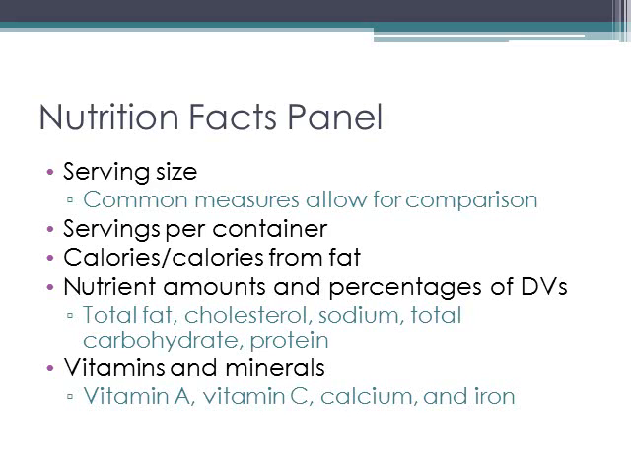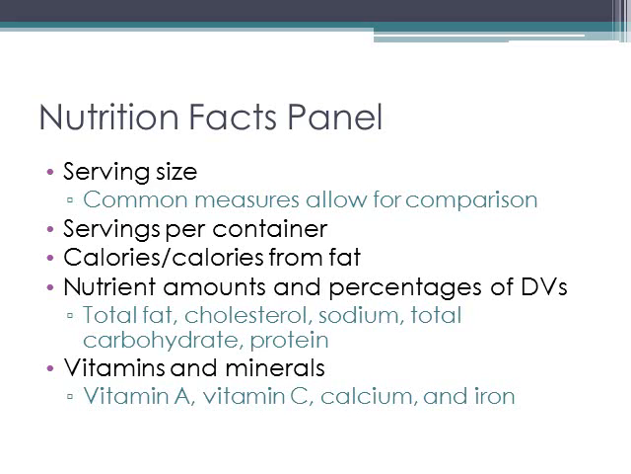So if we were to eat multiple servings, we would need to make sure that we're accounting for all of those calories. So if there are 20 calories in one serving and we had 3 servings, we would take 20 times 3 and know that we had 60 calories. The nutrient amounts and percentages of daily values for total fat, cholesterol, sodium, total carbohydrate, and protein are required. And then certain vitamins and minerals. So vitamin A, vitamin C, calcium, and iron are all included on the food label.